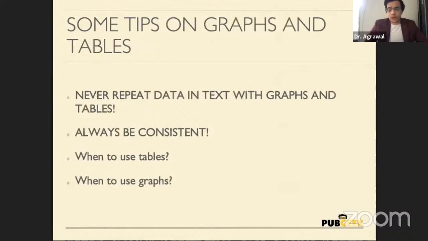And I would include the tables and graphs in sort of the results section, because although this is something that we write first, it's very important to represent data in tables and graphs. So the first thing I would say is never repeat data which is in text with graphs and tables. So if you have written something in the results section, don't write it again in a table or in a graph format just because it looks cool, or it provides no new information.